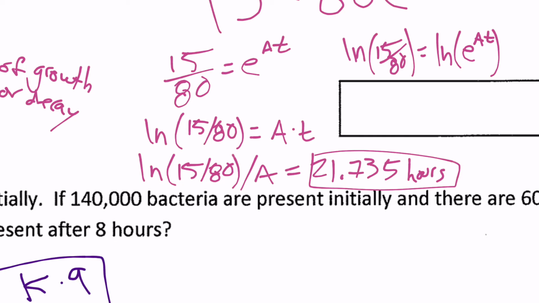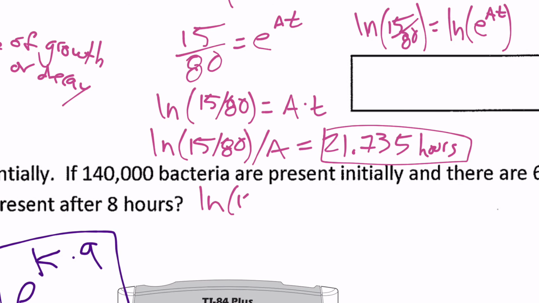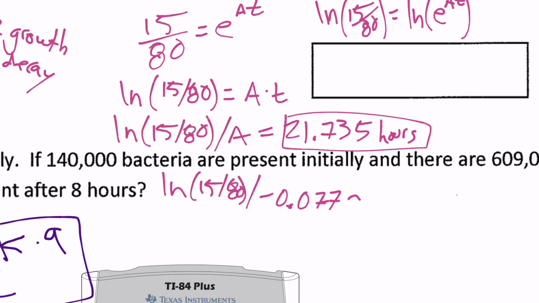Now, if you did not store that variable and you did the natural log of 15 over 80 divided by negative 0.077, rounding that rate, you would get an answer of 21.74, which is very close, right? You're off by 5 thousandths.